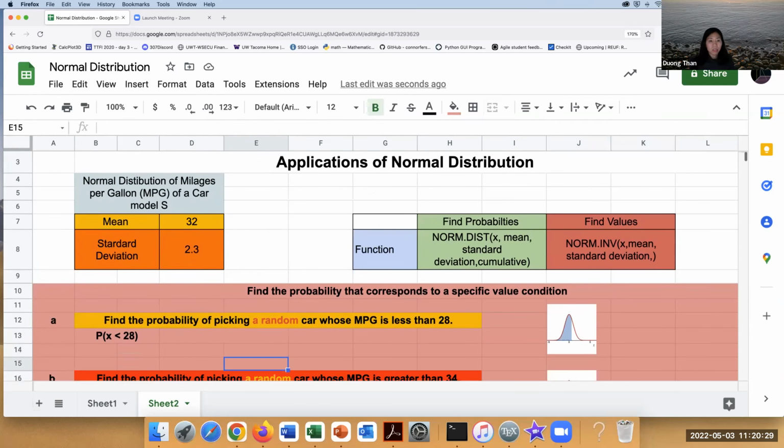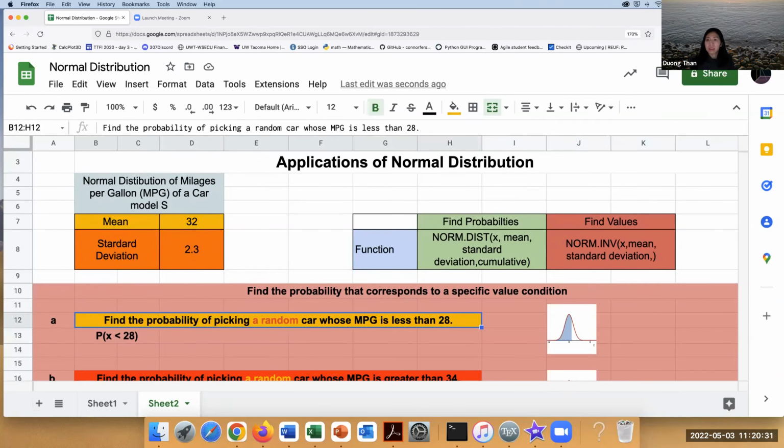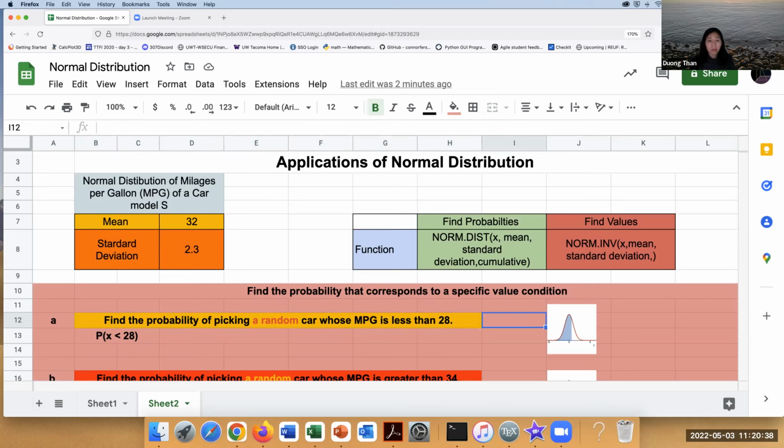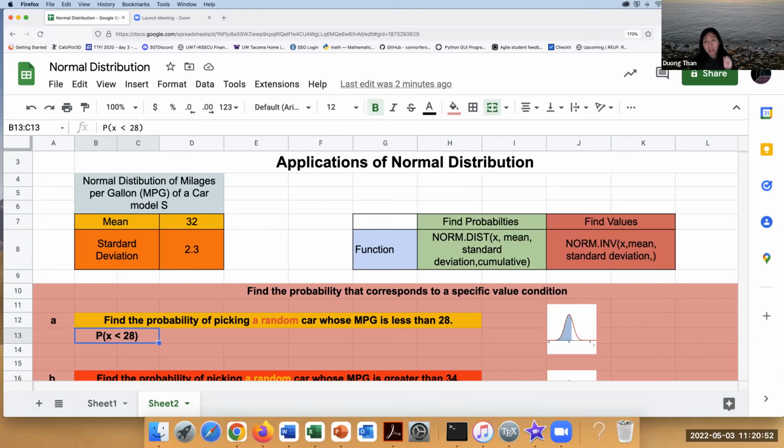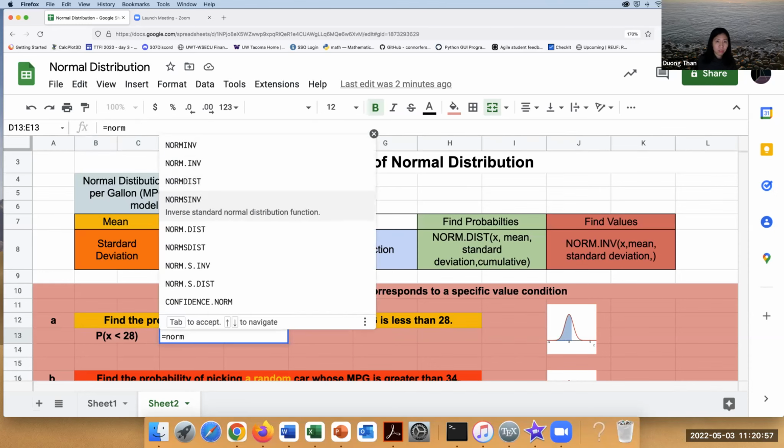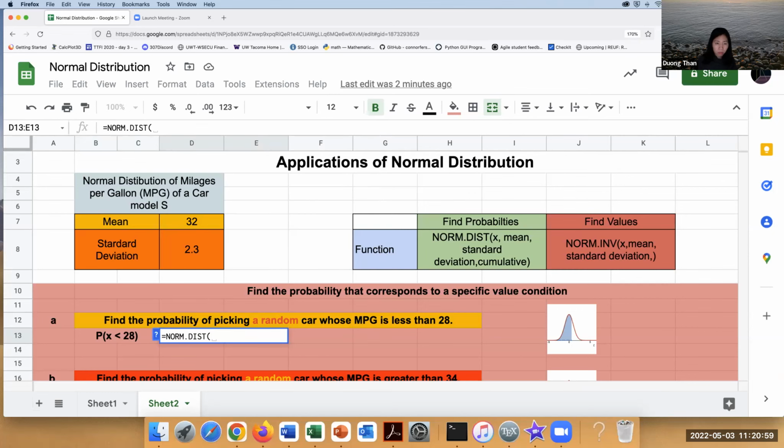The first question is, can you find the probability of picking a random car, in this population, in all the cars of this model, and you find that the MPG of that car is less than 28? So you can convert this problem into a mathematical problem, right? Finding the probability of the random variable x that is less than 28. And we can use the NORM.DIST function here to figure out this probability.